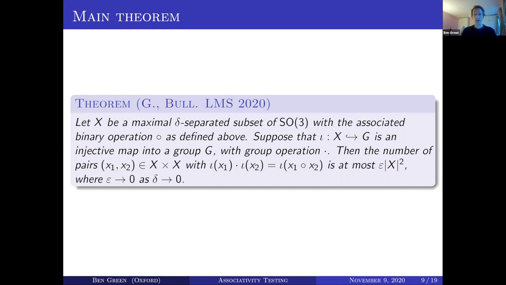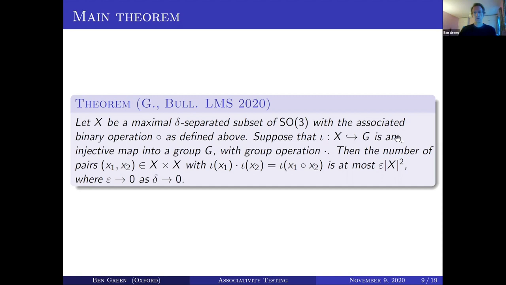So in that precise sense, that binary operation does not come from a group operation. There is no assumption on G being finite. Absolutely not. No, G could be anything at all.